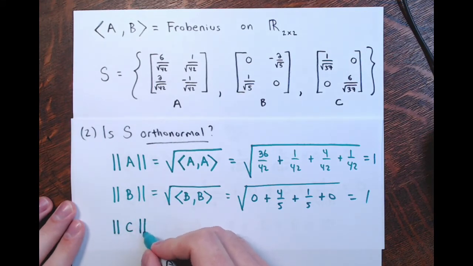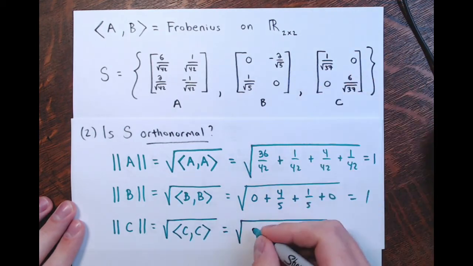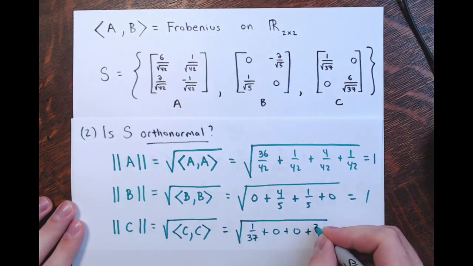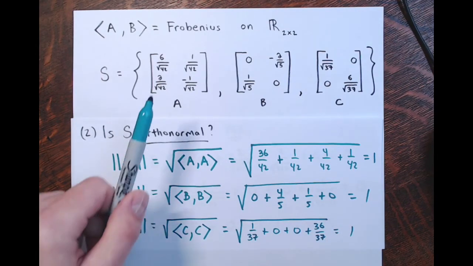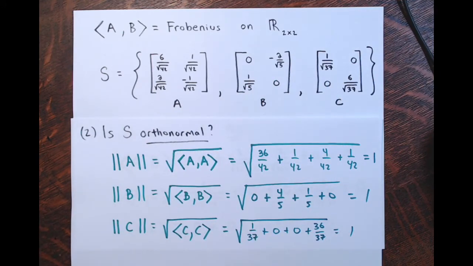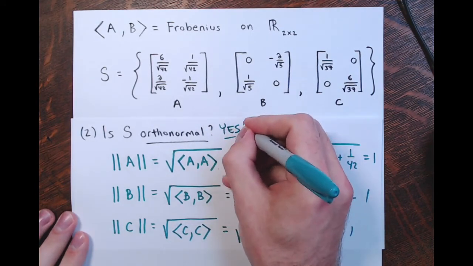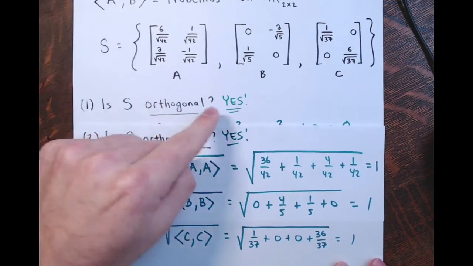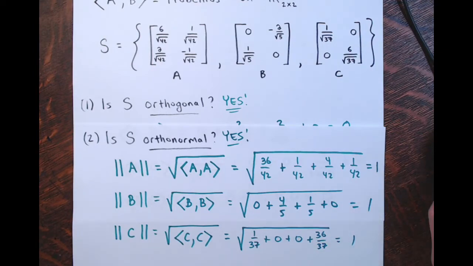And finally, the norm of C, the square root of the inner product of C with itself. So the square root of 1/37th plus 0 plus 0 plus 36/37ths, which is again 1. So every single vector, A, B, and C, is a unit vector under this Frobenius inner product, and we already saw that it was orthogonal. So it is an orthogonal set where every vector is a unit vector, so it is also considered an orthonormal set.